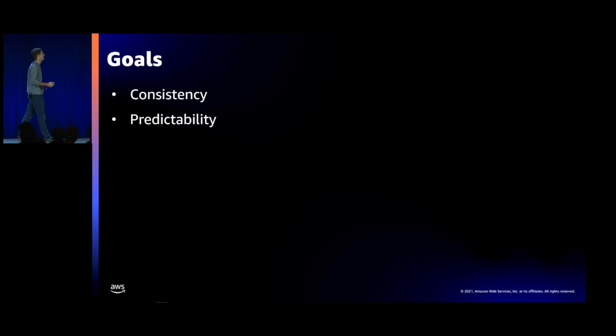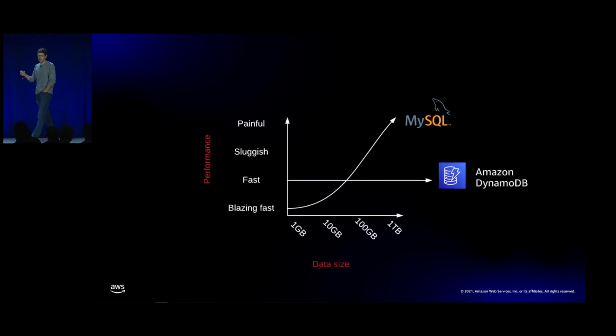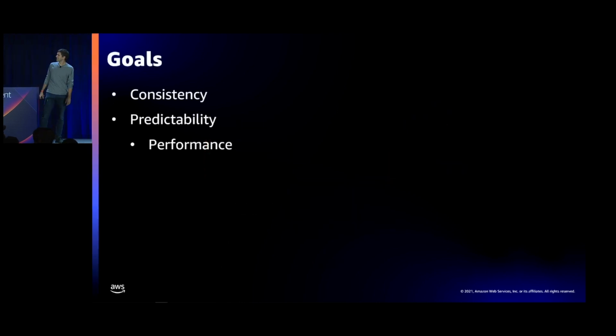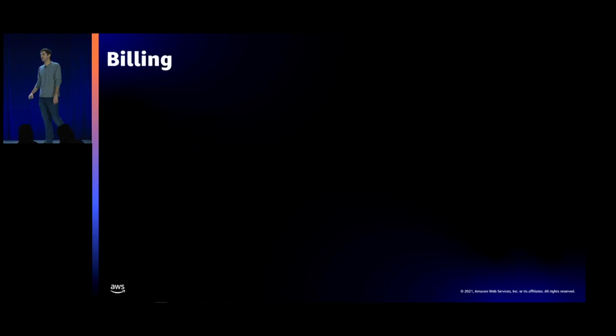Second goal, we want predictability, right? When we talk about predictability, part of that is around performance. If you have this chart and you have that flat performance curve, it's pretty easy to predict what your performance is going to be. So absolutely, performance is one aspect of that predictability. But the second aspect is around billing, right? And the predictability of DynamoDB billing, and just DynamoDB's billing model, I think, is interesting and unique compared to any other database. So let's talk a little bit about Dynamo's billing.